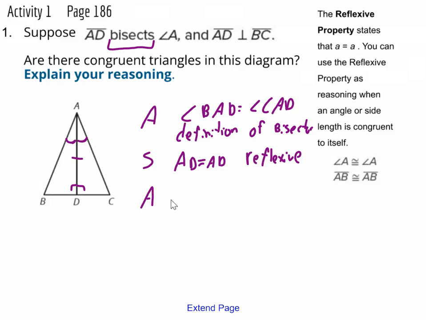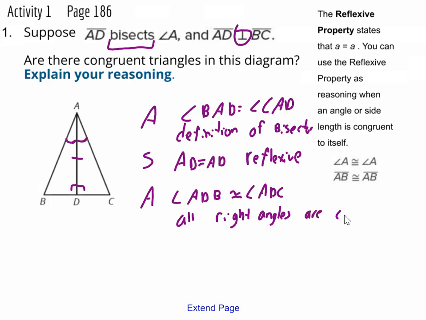And lastly, I could say angle ADB is congruent to angle ADC because they said it was perpendicular, then that makes right angles. So I could say all right angles are congruent.